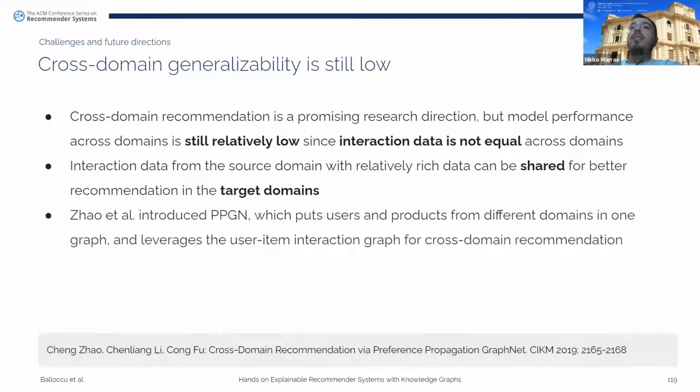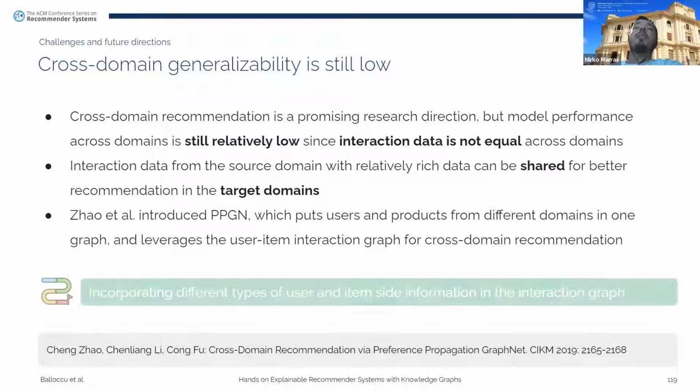In this sense, Zhao et al., for instance, introduced the PPGN, which puts users and products from different domains in one graph and leverages the user-item interaction graph for cross-domain recommendation. Although this model outperformed the other state-of-the-art methods significantly, the user-item graph contains only interaction relations and does not consider other relationships among users and items. Therefore, it could be promising to incorporate different types of user and item side information in the graph to improve the performance of cross-domain recommendation.